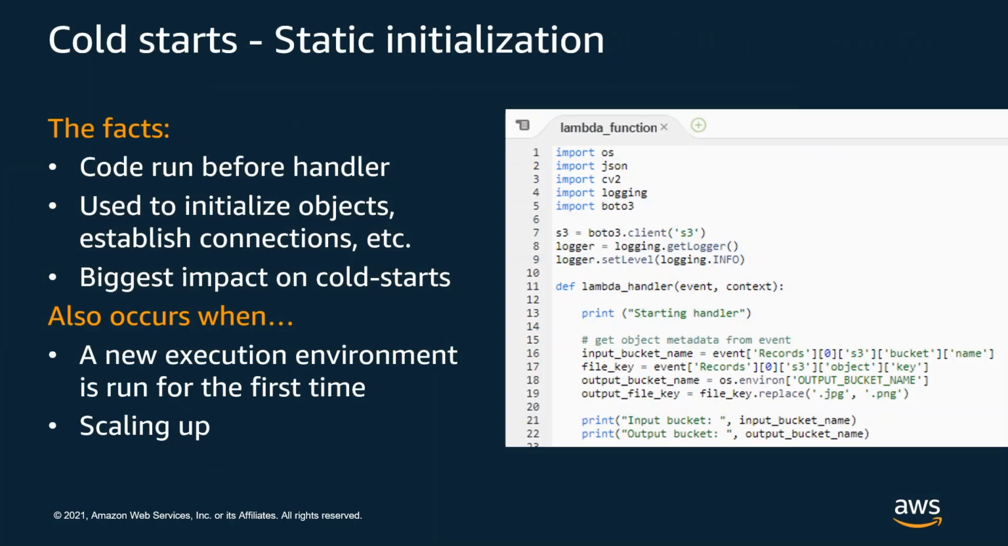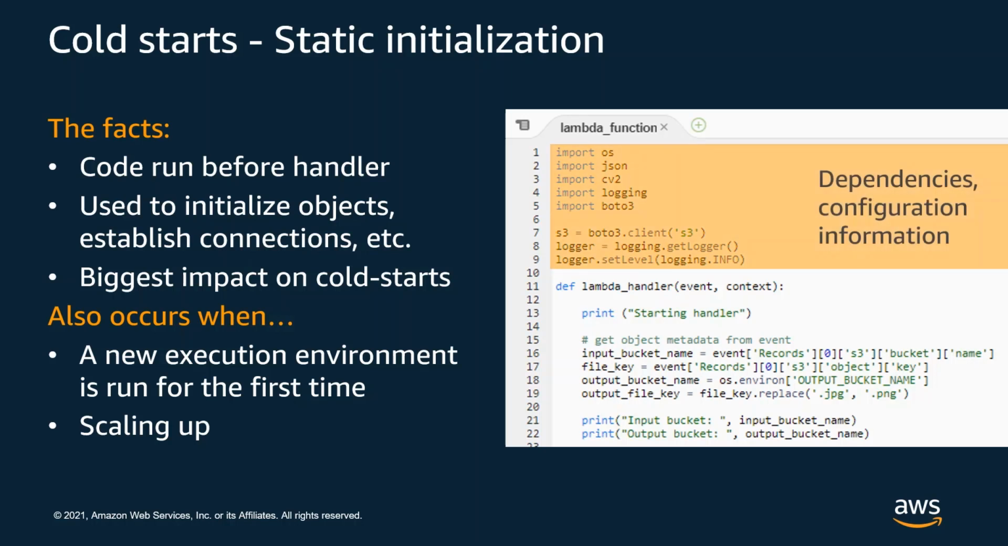So that's the execution environment portion of a cold start. Let's look now at the second component of a cold start, that caused by static initialization, or the init part of your code outside the handler. The code that runs outside your handler is frequently used to import dependencies, set up configurations, maybe grab some secrets or something from Parameter Store, and maybe initialize some connections. And this is run before the Lambda function at the initial start of an execution environment.